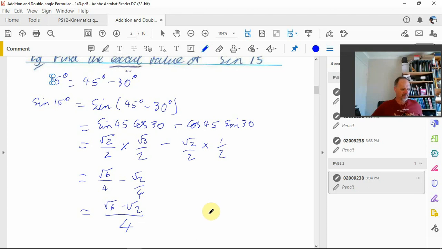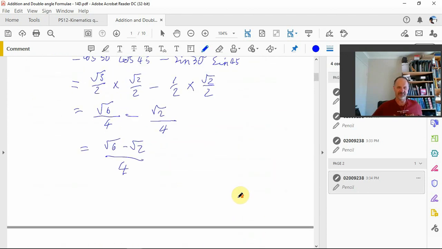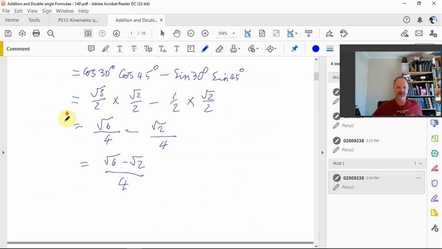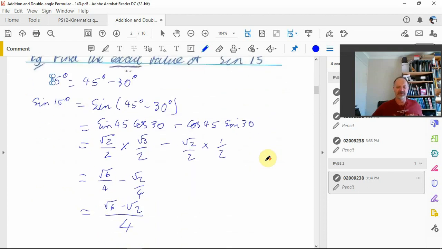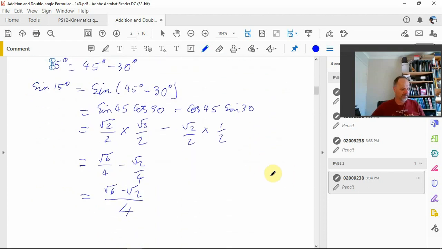And you may or may not notice that that's the same answer as before, and that's because we've got complementary angles there. 75 and 15 are complementary angles. 75 plus 15 is 90, so complementary angles. So their sine and cos values are the same sizes but switched around. All right, that's a bit of an aside there. So that's that.